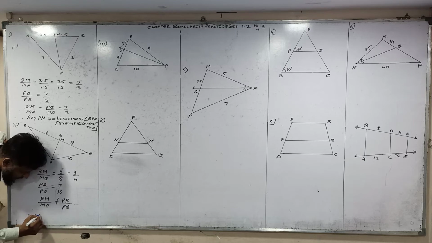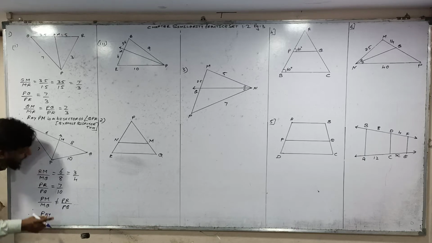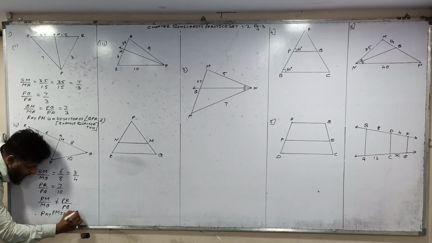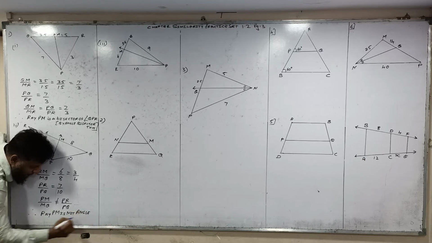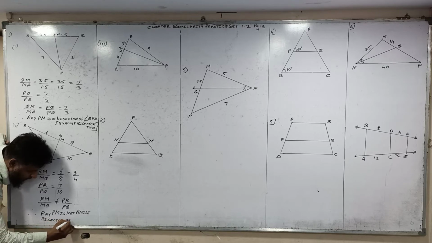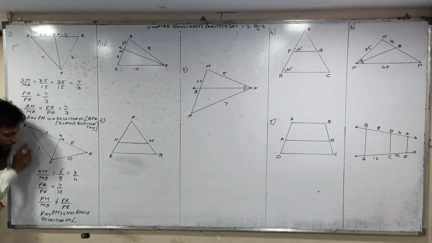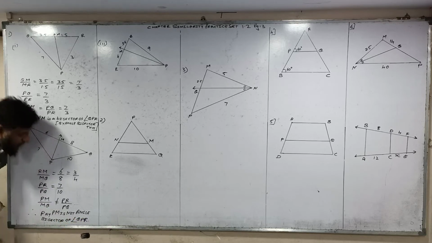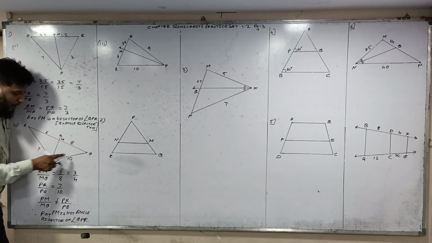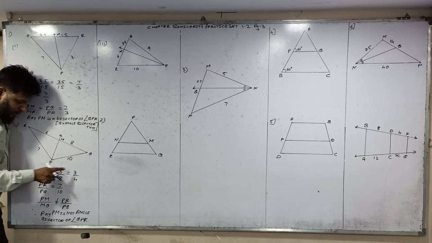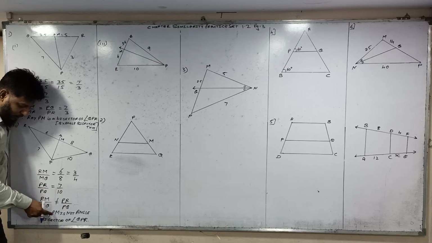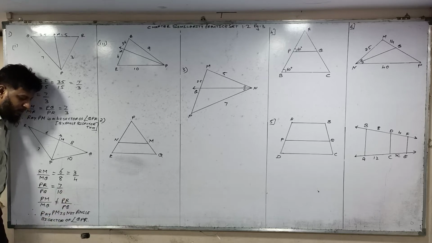Therefore, ray PM is not the angle bisector of angle QPR. The proportion of RM upon MQ is not equal to PR upon PQ: their proportions are 3 upon 4 and 7 upon 10, so not equal. The proportions are not equal, so ray PM is not the angle bisector of angle QPR.